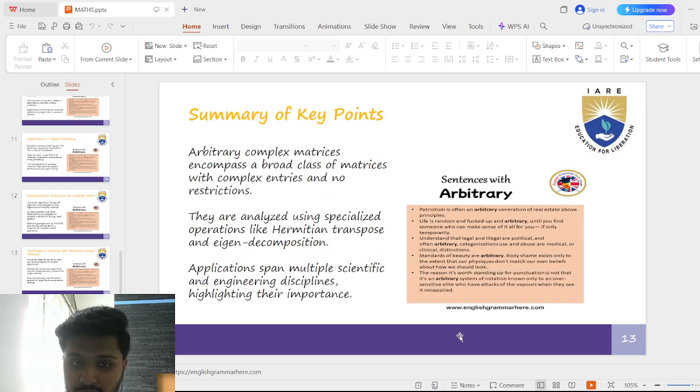Summary of the key points. Arbitrary complex matrices are just matrices that have complex numbers as their entries without any special rules. We study them using tools like the Hermitian conjugate transpose and by finding their eigenvalues and eigenvectors. They are important because they are used in many areas of science and engineering.